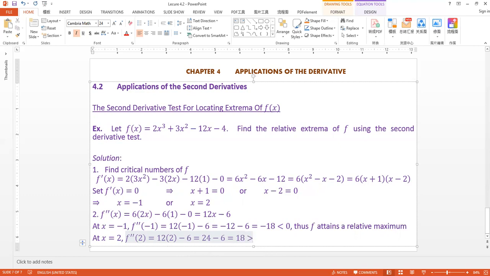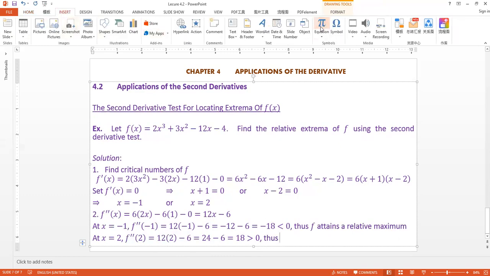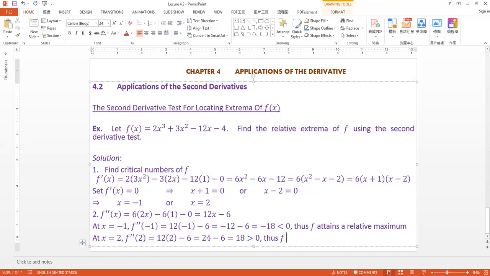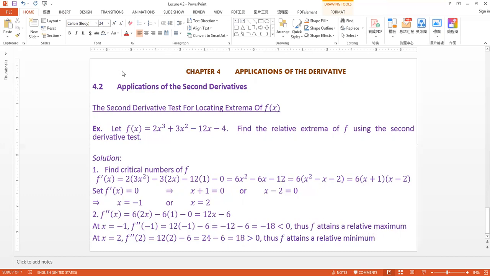So that's positive. So once again, by the rules of the second derivative test, if the second derivative of the function at the critical number is positive, then the function attains a relative minimum. Okay. Thus, the function has a relative minimum. So that's the second derivative test. All right.